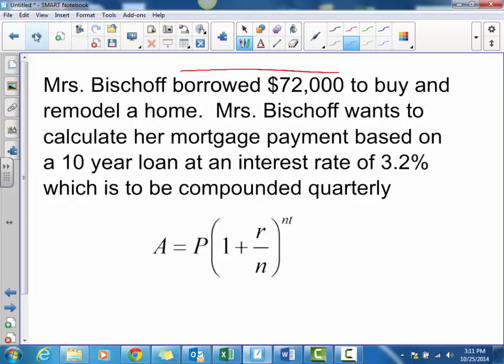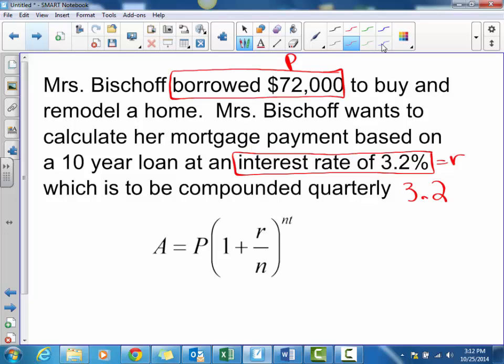$72,000 is the amount of money that I borrowed. $72,000 is what I borrowed, which is P, the principal. I know that my interest rate is 3.2%, and that represents R. Now I need to remember to turn that percent into a decimal. So remember, I'm going to write it without the percent sign, and then I'm going to move my decimal 2 places to the left. So my interest rate is going to be 0.032.